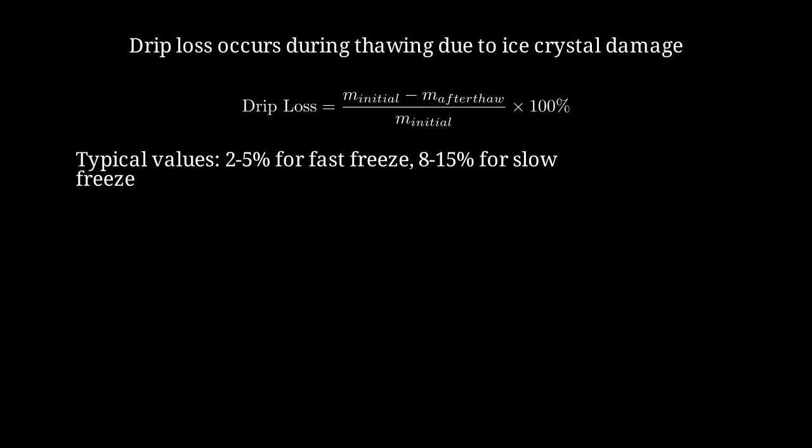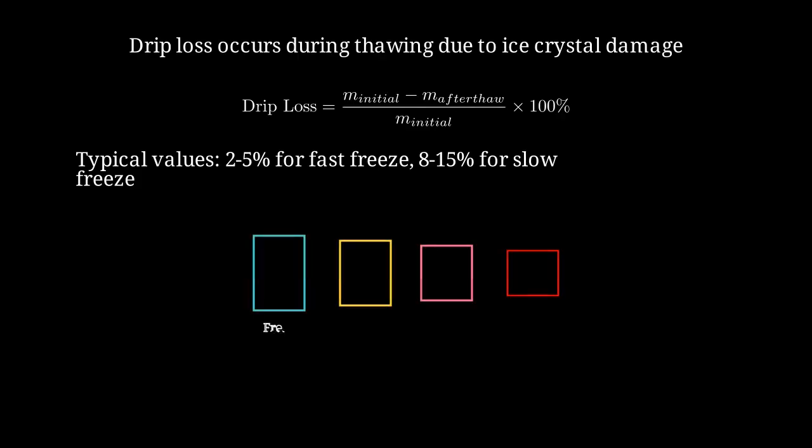Drip loss occurs during thawing, when damaged cell membranes release intracellular fluid, reducing yield and quality. Drip loss percentage equals initial mass minus mass after thawing, divided by initial mass times 100%. Typical drip loss values range from 2 to 5% for fast freezing methods versus 8 to 15% for slow conventional freezing.